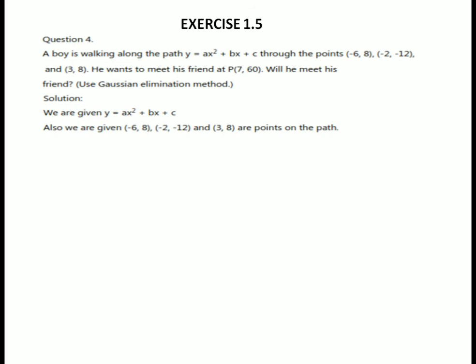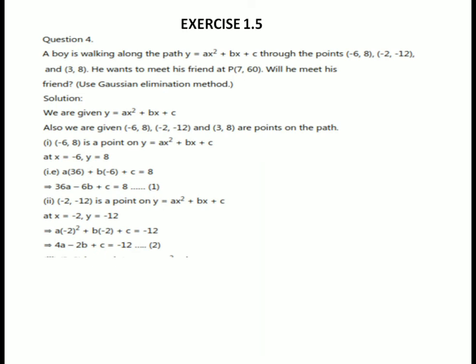Solution. You write the equation. After that, points on the path. You substitute minus 6, 8 in the point on y. You simplify this, you get the first equation. Then second point minus 2, minus 12. You substitute in this equation, you get the second equation. Third, 3, 8 as a point on y. You substitute, you get the third equation.